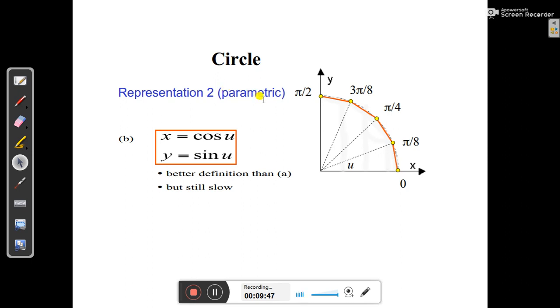But if you use parametric, like using the degree, x equal to cos mu, y equal to sin mu. Mu is the distance from the origin to the point. So it is a better definition than the first, but still slow.